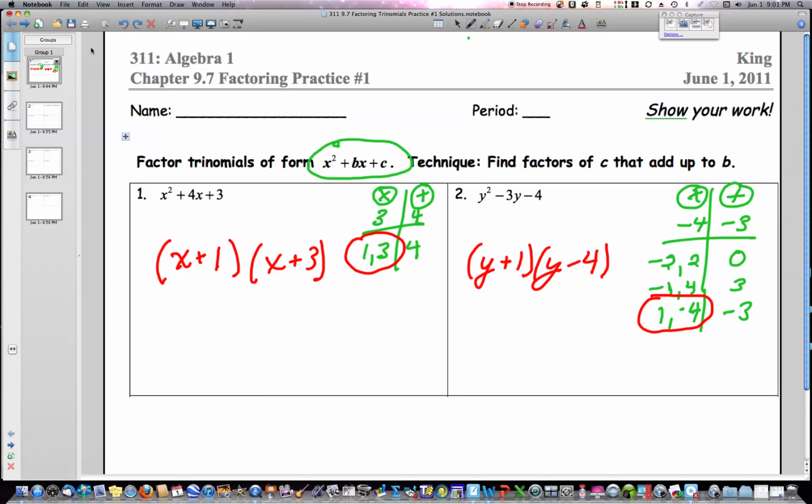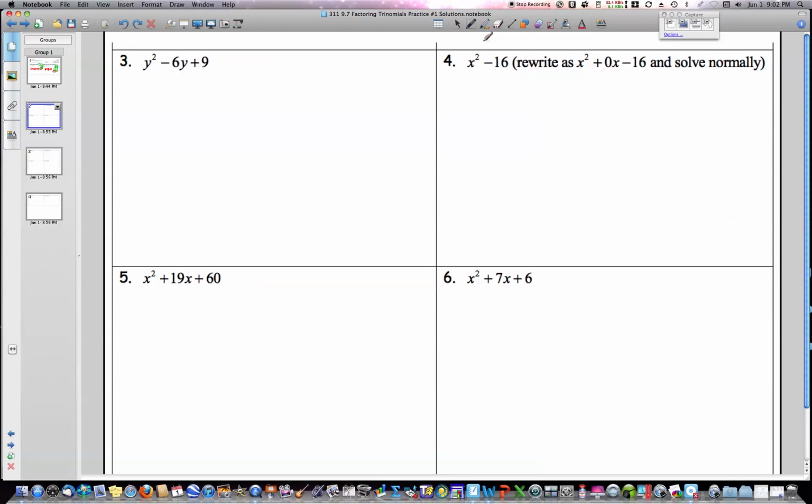We'll save this file. Don't like to lose anything. And we'll move to the next page. And let's solve the next few.